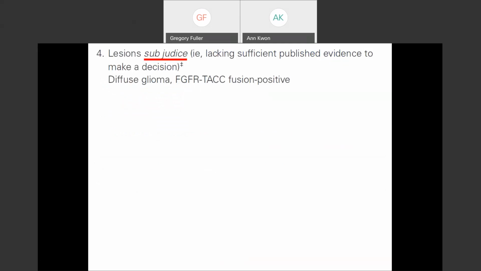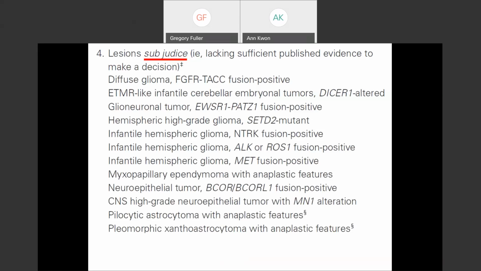Okay, here we go. What are the lesions that we're not sure of? Diffuse glioma, FGFR TACC fusion positive. Man, that's really close to my heart. Remember, that's the one that we can get an indication from the H&E. It's going to look oligo-like, you know, round cells, halos, microcalcifications, perivascular pseudorosettes, all of that. But it's clearly not oligo. Think maybe an FGFR TACC fusion glioma, but the feeling was it's not distinctive enough to pull the trigger. Maybe that'll change.